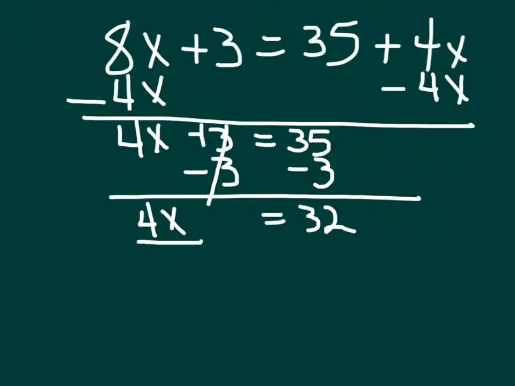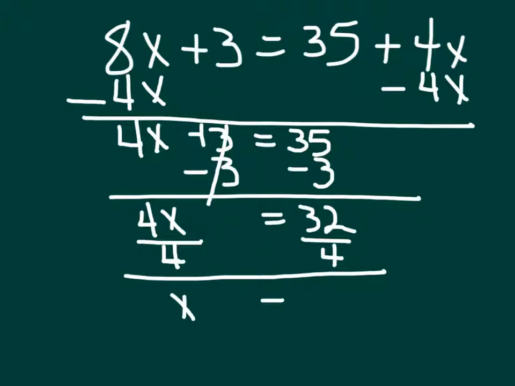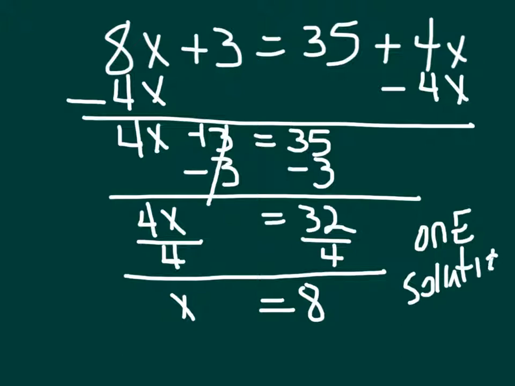Then to get rid of the 4, which is multiplying, we divide by 4, which is the opposite of multiplying, on both sides of the equation, and we get x equals 8. And see that x, the only thing that x can be is 8. So x in this circumstance has one solution. Okay, now let's check out our second.